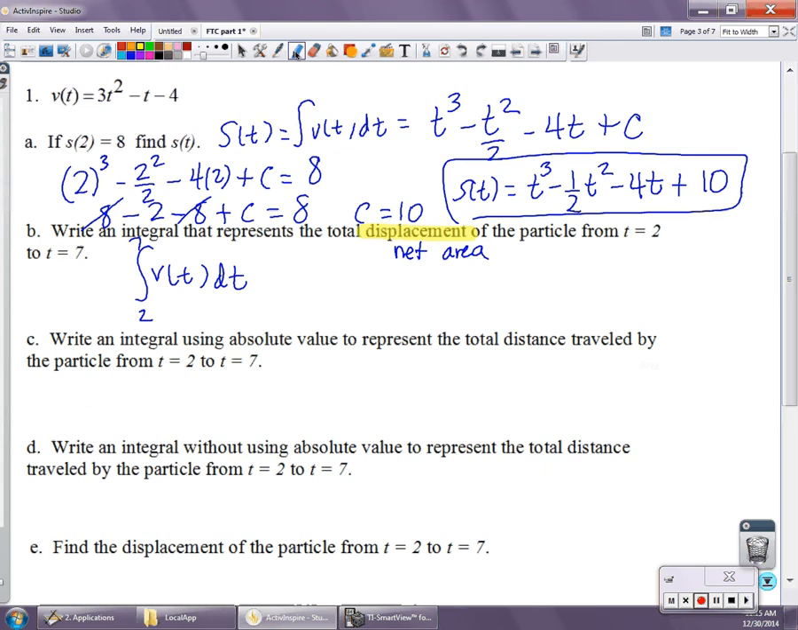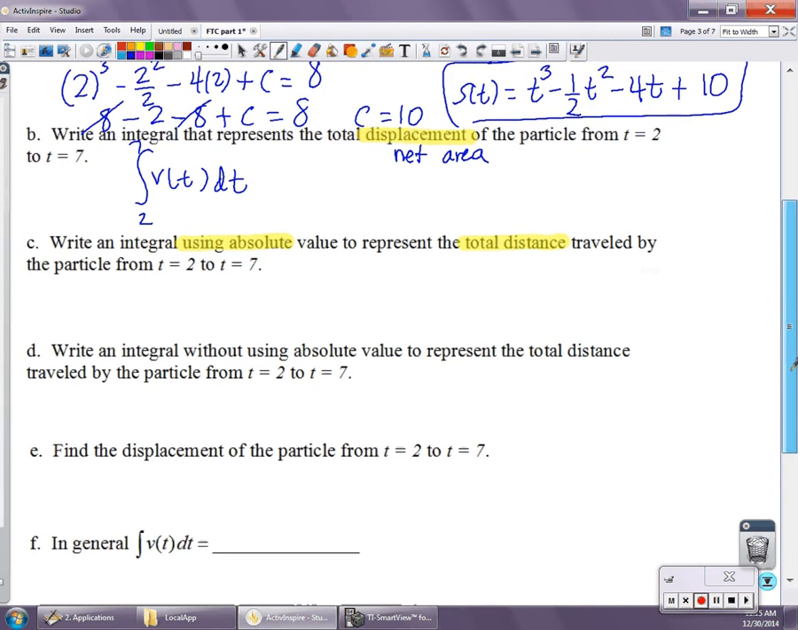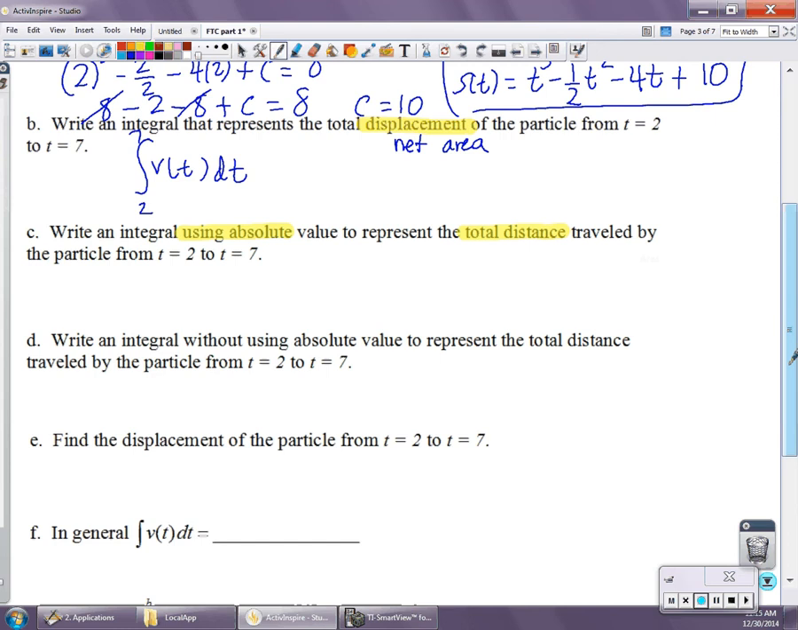Letter C, write an integral using absolute value to represent the total distance traveled. Again, we have not looked at this function. Maybe all the area is already positive, and maybe the distance is equal to the displacement, but we don't know for sure. So if I'm going to collect the total distance traveled, I'm going to start at 2, stop at 7, and force any negative area to be positive. Make sure when you do this that the absolute value goes around the function. You're forcing the function to be positive. So this would represent the total distance traveled by the particle.